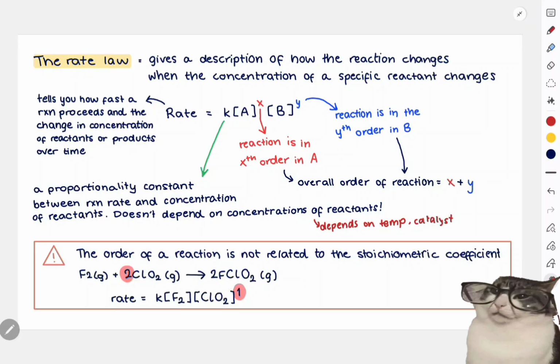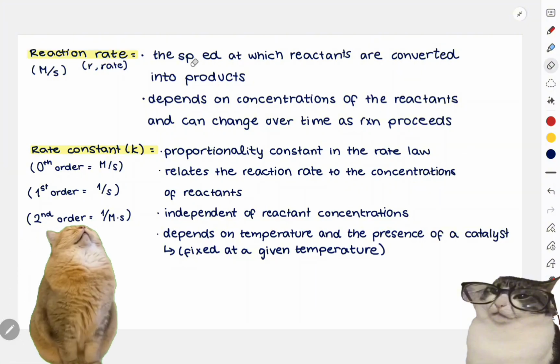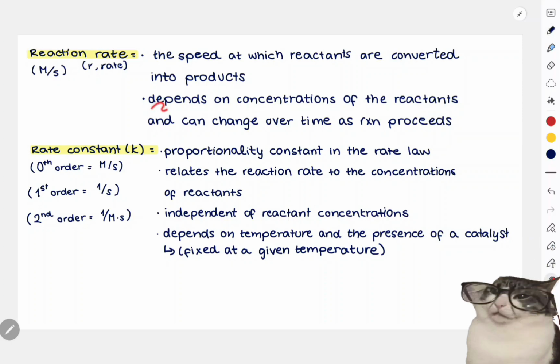You need to calculate the order of the reaction, and that data is mostly obtained from experimentation. Now before we get into the practice question, I would just like to talk about the differences between the reaction rate and the rate constant, as well as some important details that you will need for the practice questions. So the reaction rate, as previously stated, is the speed at which reactants are converted into products. It depends on the concentration of the reactants and can change over time as the reaction proceeds.